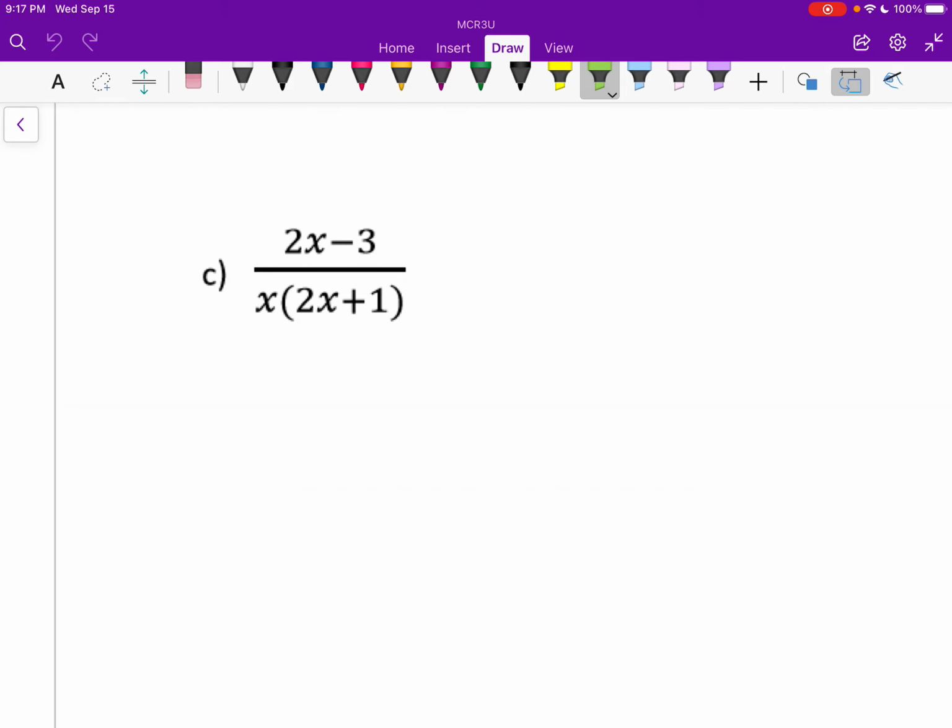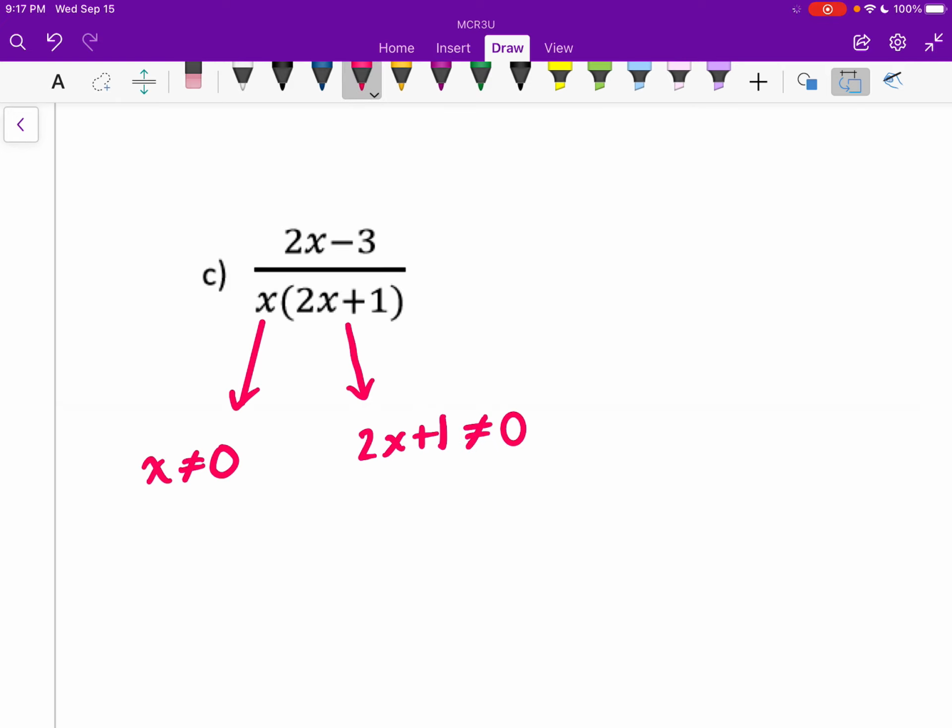So we have 2x minus 3 over x times the bracket 2x plus 1. We know that the bottom term cannot equal 0. Here, x cannot equal 0, because if x was 0, 0 times anything will give you 0. And then this bracket itself cannot equal 0. So we're going to say 2x plus 1 (I'm going to take the bracket off because I don't care for it) cannot equal 0.